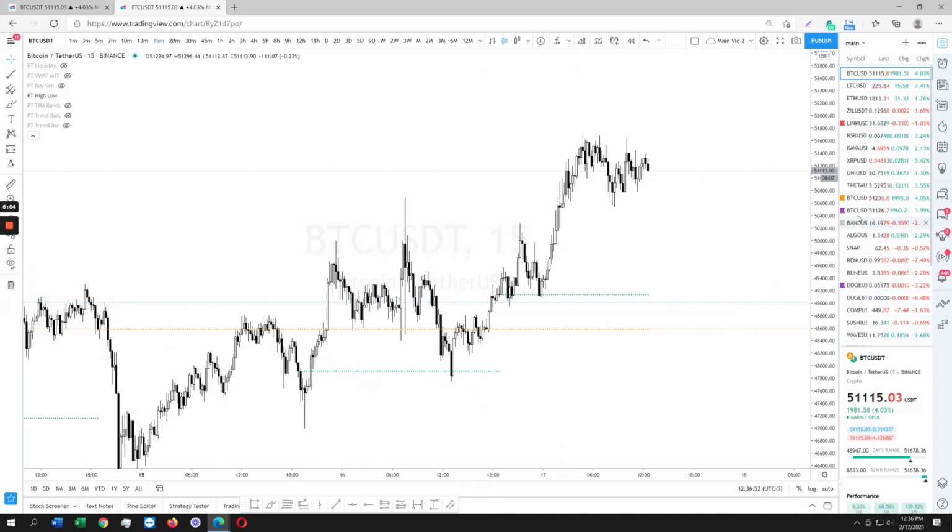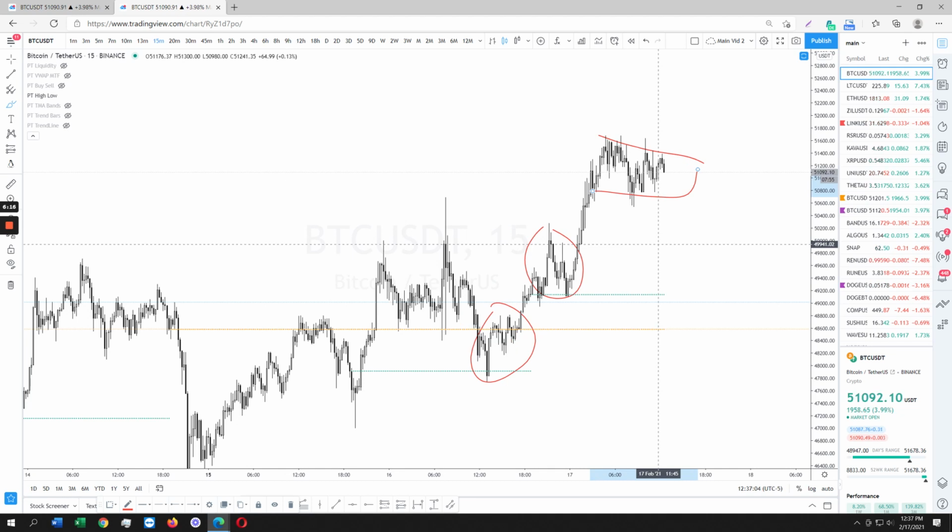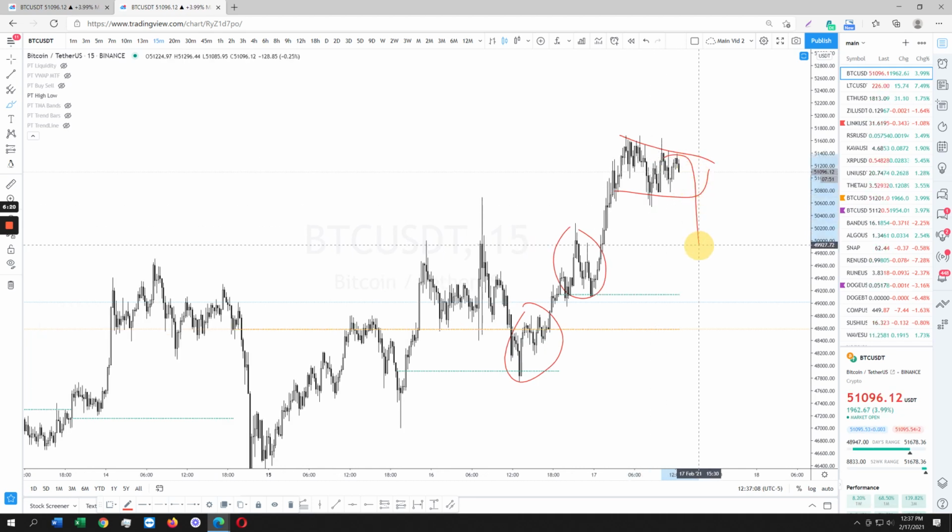But this whole move up is being driven by leverage. This whole move up is being driven by leverage. So I don't know how solid this move is. This looks like it's gonna roll and just roll right back down.